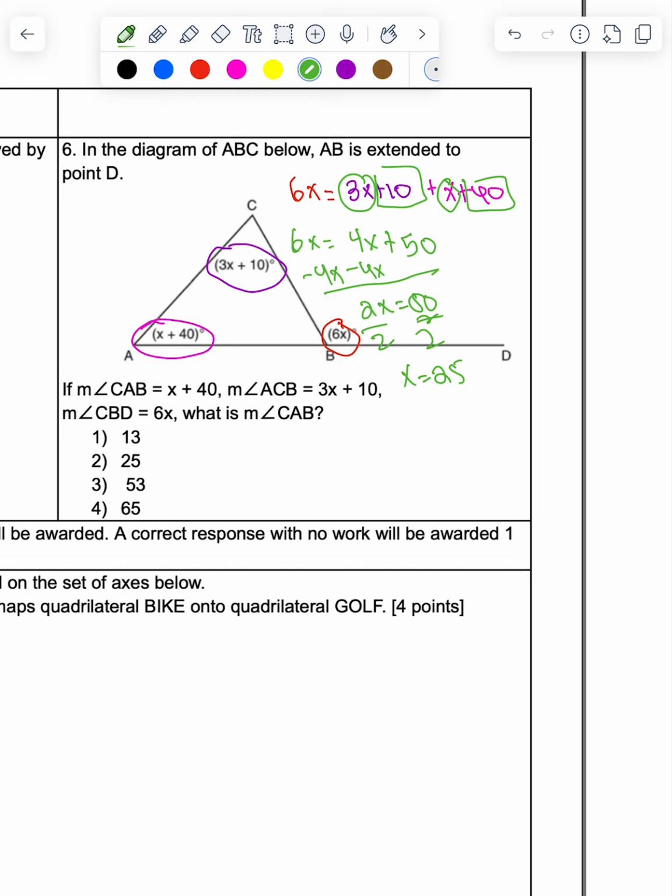Now be careful because 25 is an answer choice. It is the x value, but it's not what the question's asking for. Always double check and reread the question. It's asking for the measurement of angle CAB. So we do need to plug in. 25 plus 40 is 65 degrees. So the correct answer is answer choice number 4.